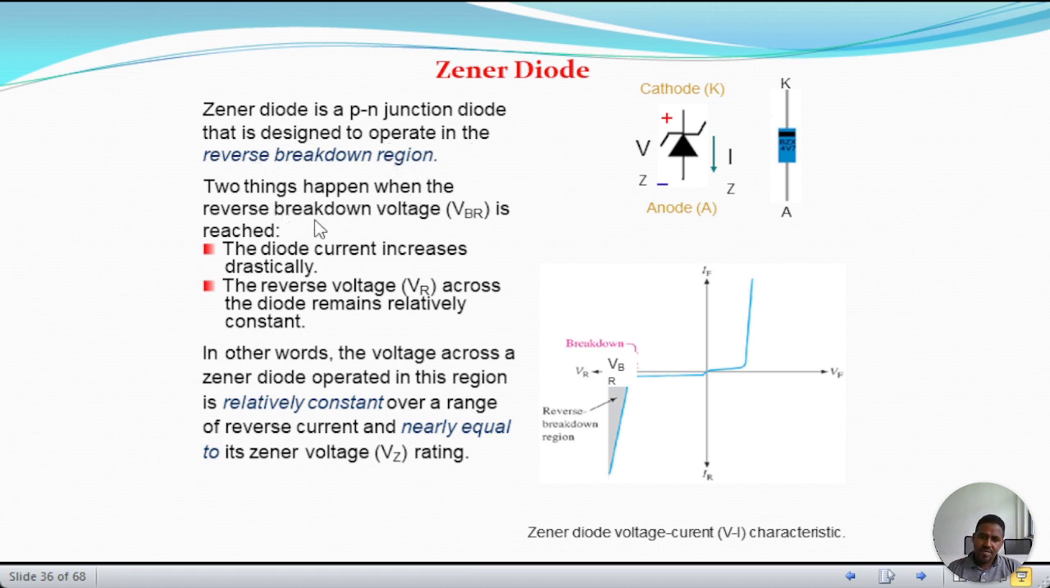Two things happen when the reverse breakdown voltage is reached. The diode current increases drastically, and the reverse voltage across the diode remains relatively constant. So during reverse breakdown, the current keeps increasing but the voltage across the diode is constant. In other words, the voltage across the diode operating in this region is relatively constant over a range of reverse current and nearly equal to its Zener voltage VZ rating.